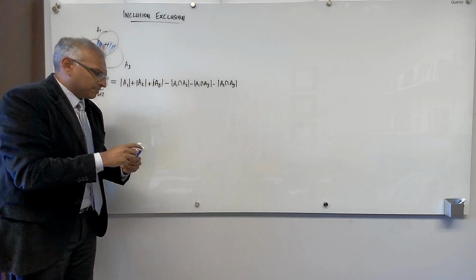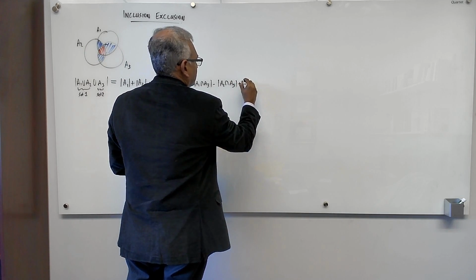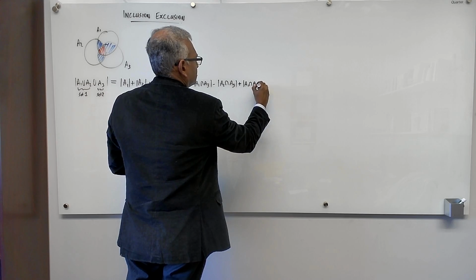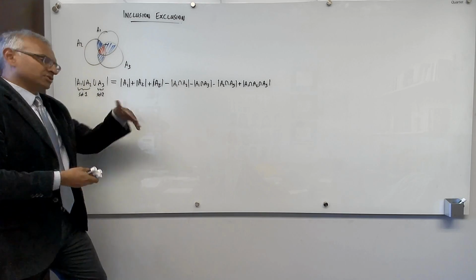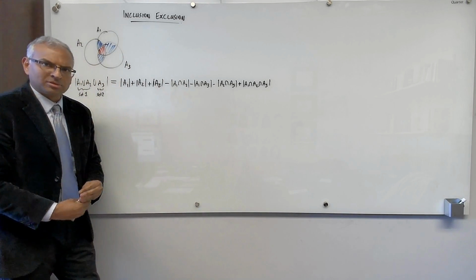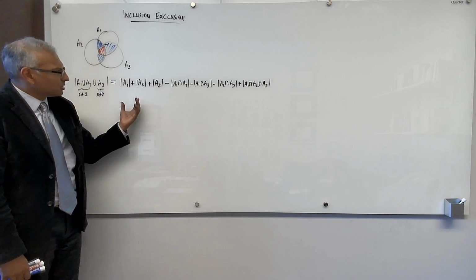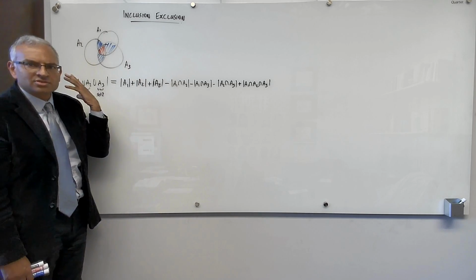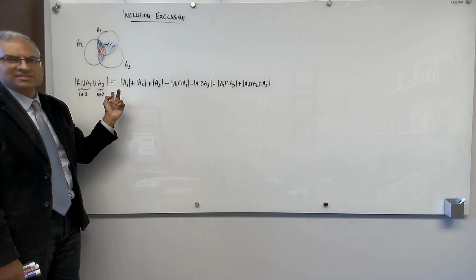Okay, so I need to add it back. So I need to add back A1 intersection A2 intersection A3. Okay, and this formula, which you can derive more formally, I left it as an exercise, is the inclusion-exclusion formula for the union of 3 sets.